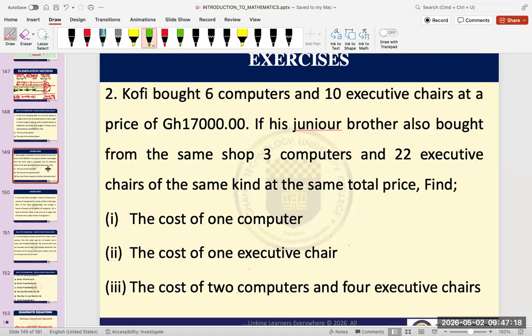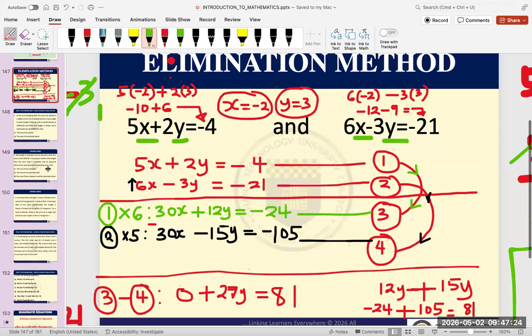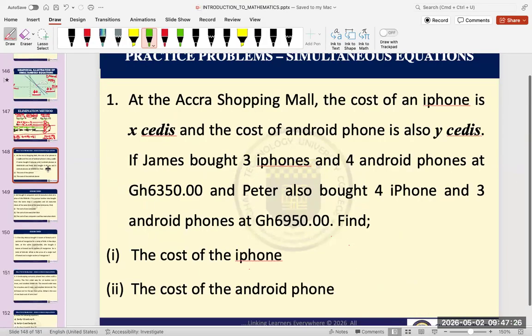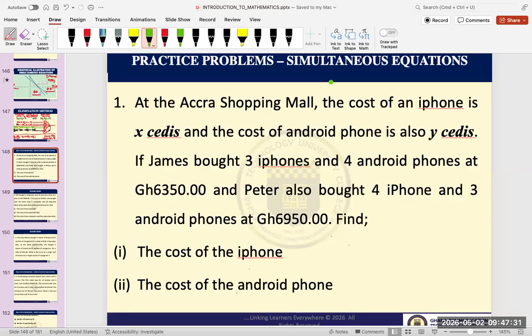I have more of them. This is a second one. This is a third one. This is a fourth one. But let me just do one with you. And I'm sure once we are done, you can do the rest. Let's see how we can solve real life problems using simultaneous equations. So this is a real life problem.